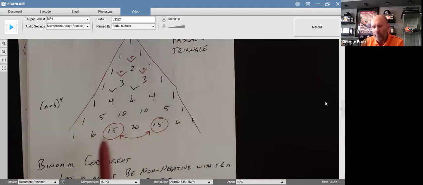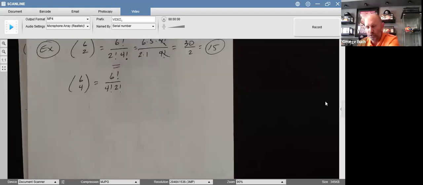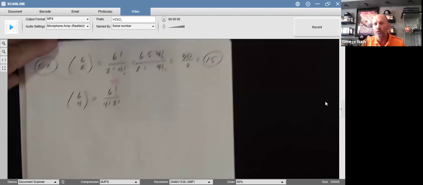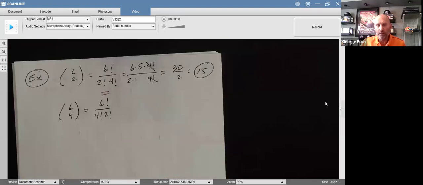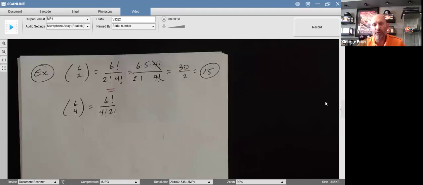So when I add the numbers above them, I'm not going to get a negative or a fraction from that addition. So if you're ever doing a binomial coefficient problem and you get either a negative number or a fraction, you know something went wrong because it's impossible. A binomial coefficient is not going to be negative. It's not going to be a fraction.